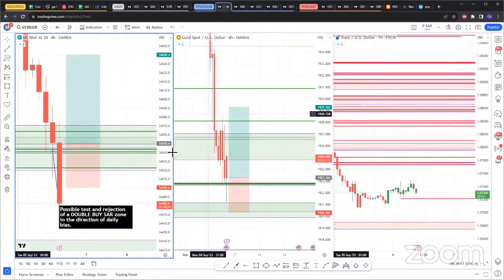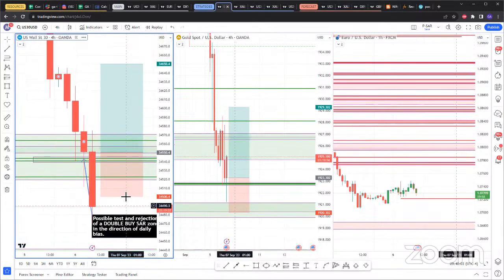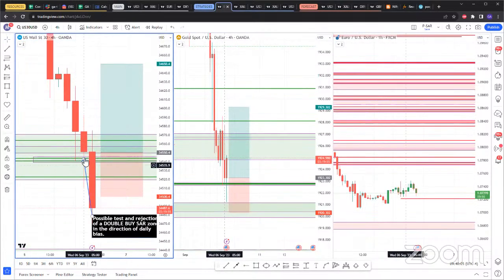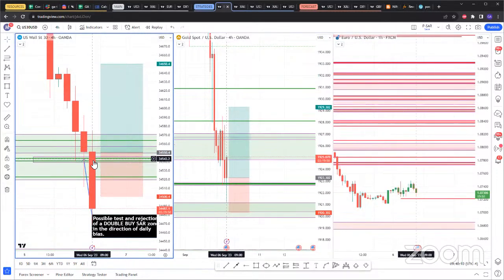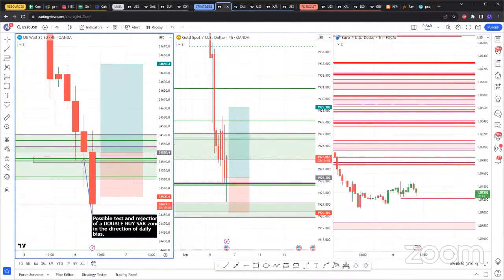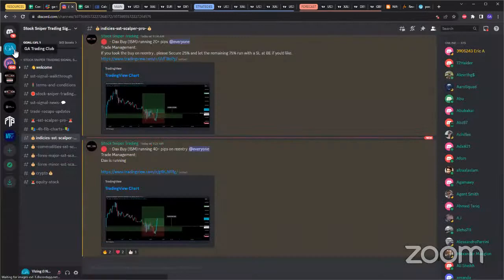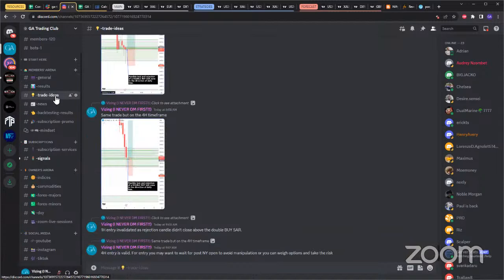And then save that. So currently we had this 4-hour entry for US 30, a test and rejection of a double SAR. The only thing is that it came before market open. So we want to be cautious of trades that come up before market open, especially before New York market open. So I'd sent it in the group right here.